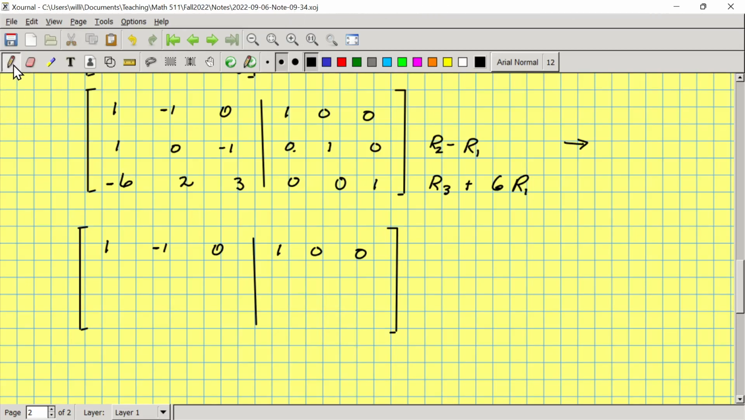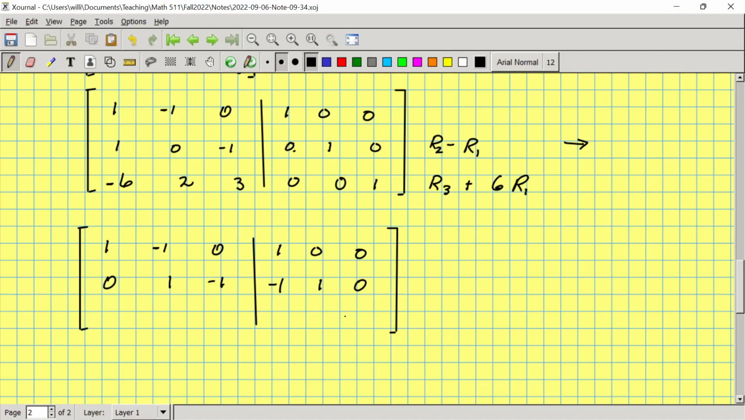Not allowed? Okay. So, let's see. 1 minus 1 is 0. Does everybody know where I got the 1 minus 1? You're doing R2, R minus R1. Yeah, row 2 minus row 1. And 0 minus a negative 1 is 1. That's why I didn't want to switch them. And minus 1 minus 0 is minus 1. And 0 minus 1 is minus 1. And 1 minus 0 is 1. And 0 minus 0 is 0.